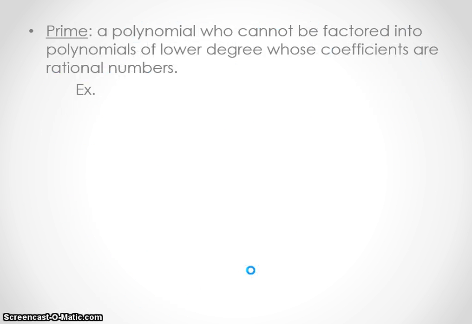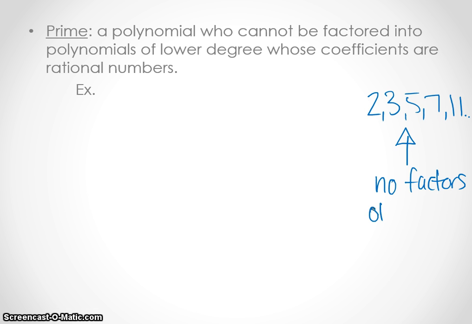Next definition is what we call prime. Now, you know what a prime number is. A prime number starts with 2, then 3, then 5, then 7, then 11, etc. It goes on forever. Prime numbers don't have any factors other than 1 and itself. Okay, so that's what makes a prime number.